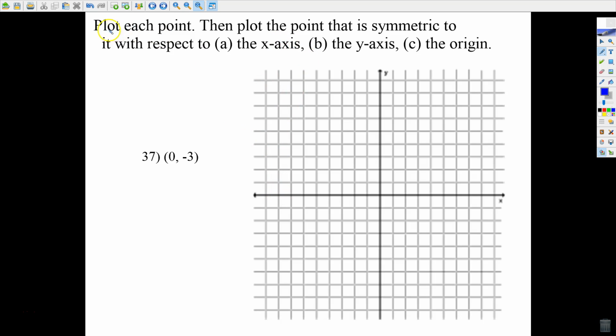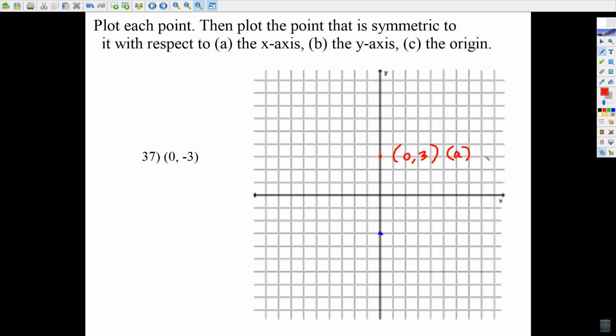Plot the point. All right, so here's (0, -3). And let me get some help from someone, maybe Cody. Let's do letter A. I will plot a point that represents symmetry with respect to the x-axis. Where would that point be? (0, 3). Very good. And I'm going to label that as letter A. That's my answer to A.